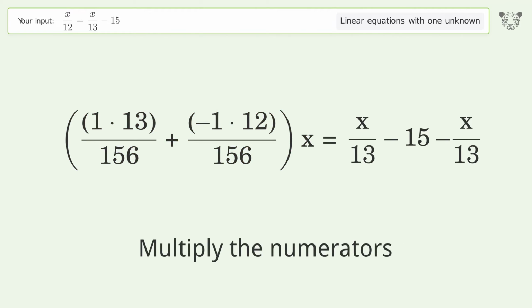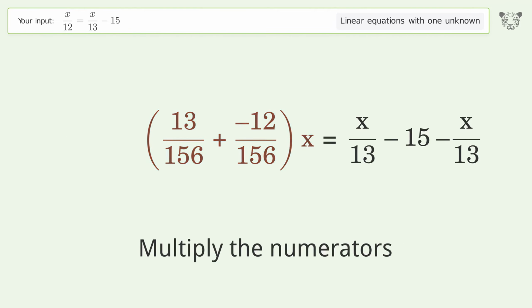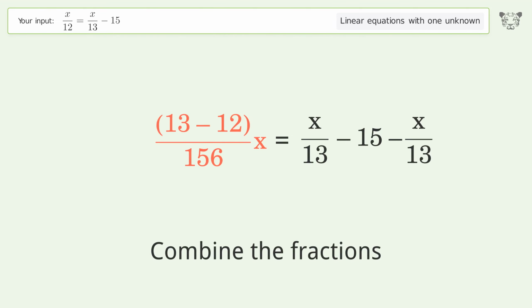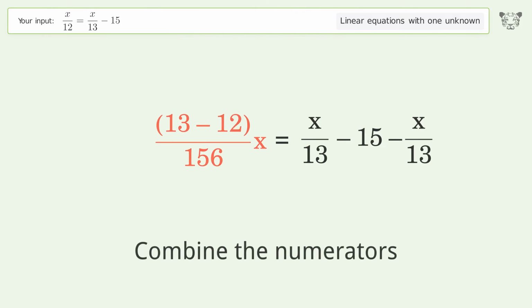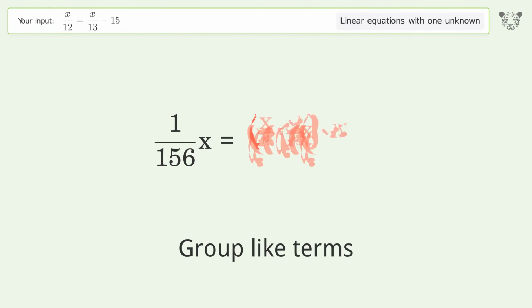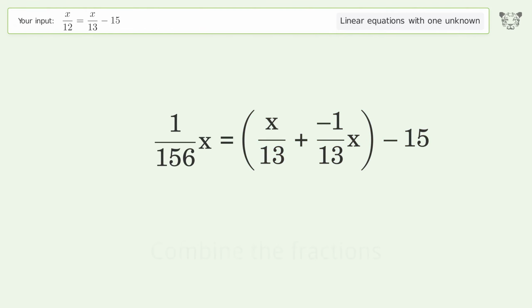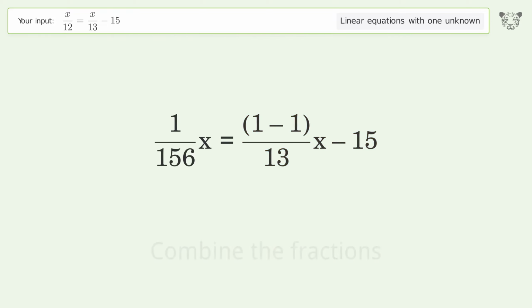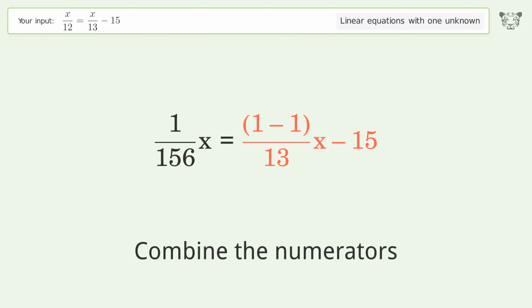Multiply the numerators. Combine the fractions. Combine the numerators. Group like terms. Combine the fractions. Combine the numerators.